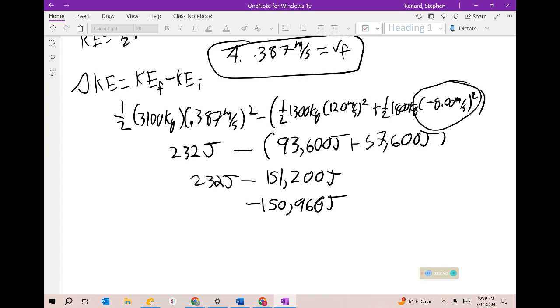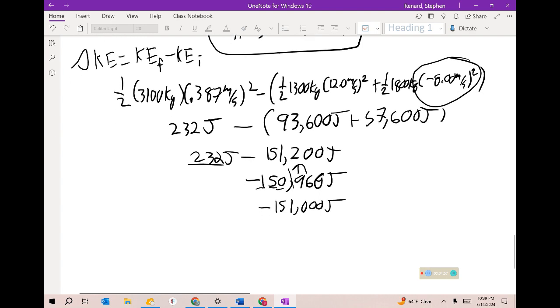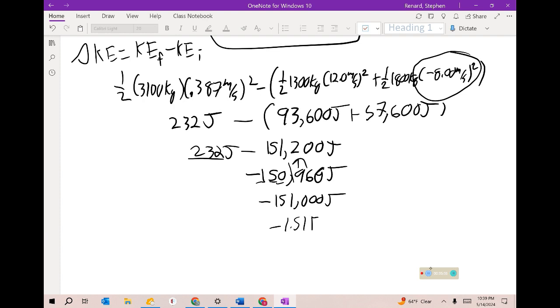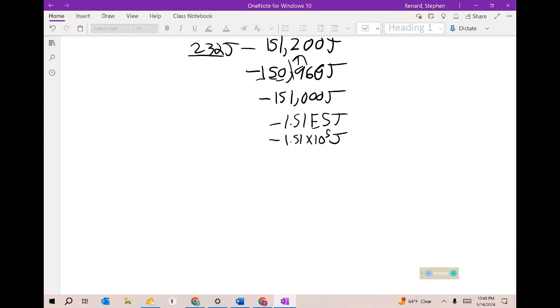A lot of you guys would put that down as the answer for lost joules. The problem with that is we only have 3 sig figs. So we lost 151,000 joules because we go 1, 2, 3, and that 9 rounds that 0 up to a 1. Or we can go negative 1.51 e to the 5th joules, or negative 1.51 times 10 to the 5th joules. Either one of those is acceptable. So, now's the tough part. Any of those three answers would be fine because all three of those have three sig figs and the correct units.